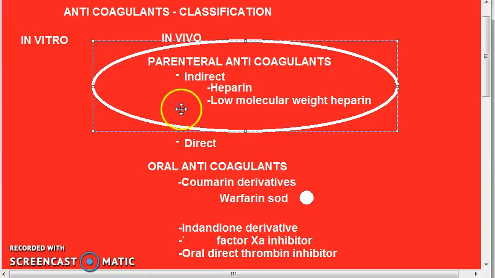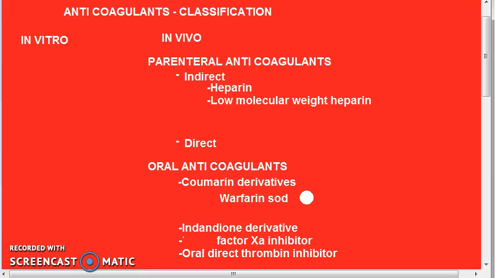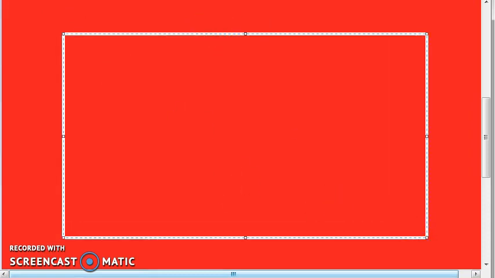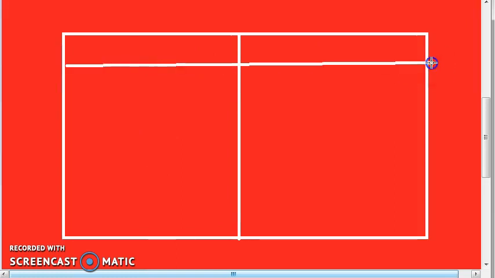That's all you have to know. It's an indirect thrombin inhibitor. Okay, let's dive in. Now, the main thing we will look at is the differences between heparin and warfarin. As an introduction, let's just look at a difference between heparin and warfarin.